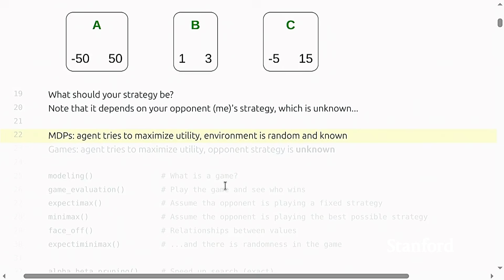So in MDPs, the agent is trying to maximize utility, and the environment is random and unknown. If it's not known, then we do reinforcement learning, and it becomes known either implicitly or explicitly. In games, the agent is still trying to maximize the utility, but there is an opponent in the environment, and the opponent's strategy is unknown.